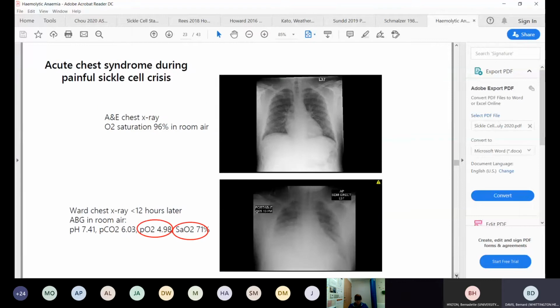Just as an example, one of my patients came in some time ago with a painful crisis, just an ordinary pain. SATs were 96% in room air in A&E. The chest x-ray was pristine. And within a matter of a few hours, he developed widespread shadowing. As you can see, SATs had dropped to 71% on room air, and he was in severe type 1 respiratory failure. So bear in mind that they can go off very, very quickly.